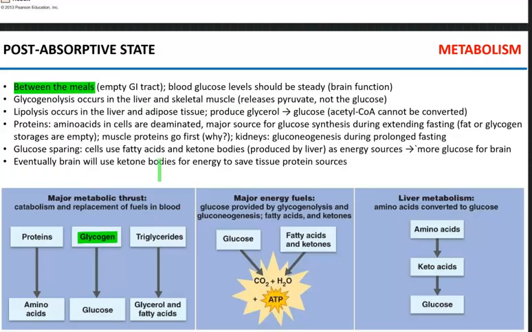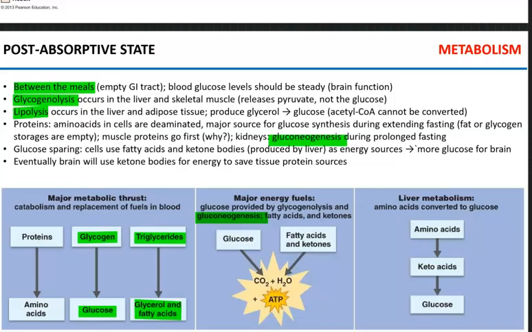Glycogen is going to be broken down to glucose in the process of glycogenolysis. Lipolysis results in the production of glycerol and fatty acids. Remember, glycerol can become glyceraldehyde 3-phosphate, and fatty acids will be oxidized to acetyl-CoA in beta oxidation. Glucose will be synthesized by gluconeogenesis. Okay? Mostly in kidneys. Okay, and you're going to be in ketotic state.